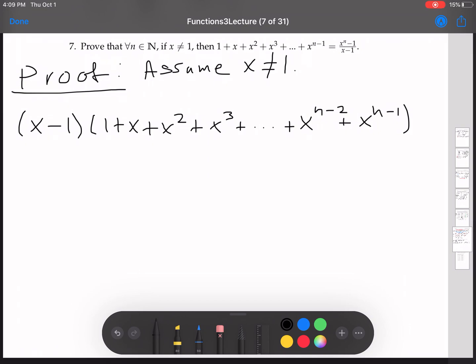So we multiply these together, doing something very similar to what we did before, but this is a general computation. Distributive property, first with the x: you get x plus x squared plus x cubed plus x to the 4th, and you just keep doing that, up to x times x to the n minus 2.